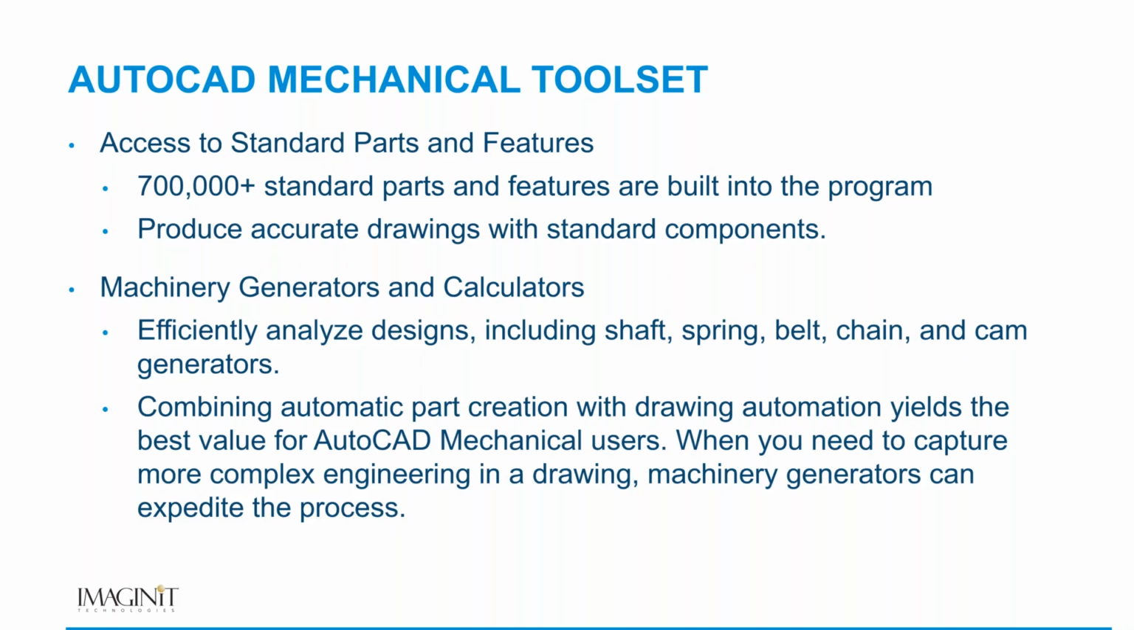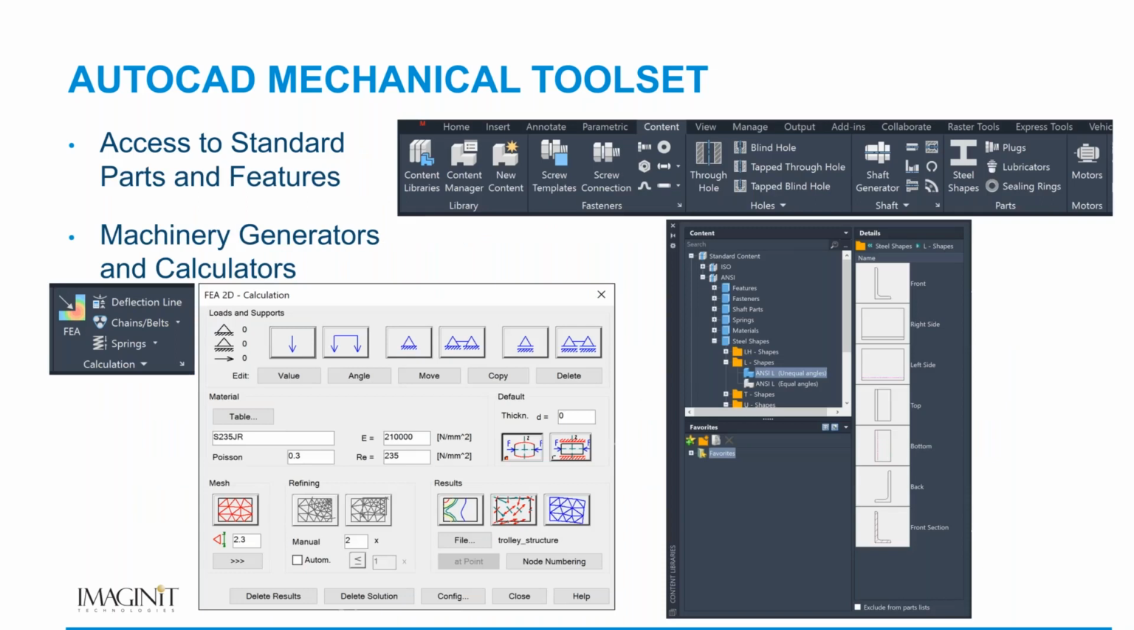So when you get access to your standard features, you're going to see here, I'm in content, and right up here I have access to my content libraries. I have a content manager and I can generate new content. I also have screw templates, screw connections, and a number of fasteners here. I also have the ability to create holes simply by clicking on this. I can create a through hole, a blind hole, a tapped through, and all the other holes here.